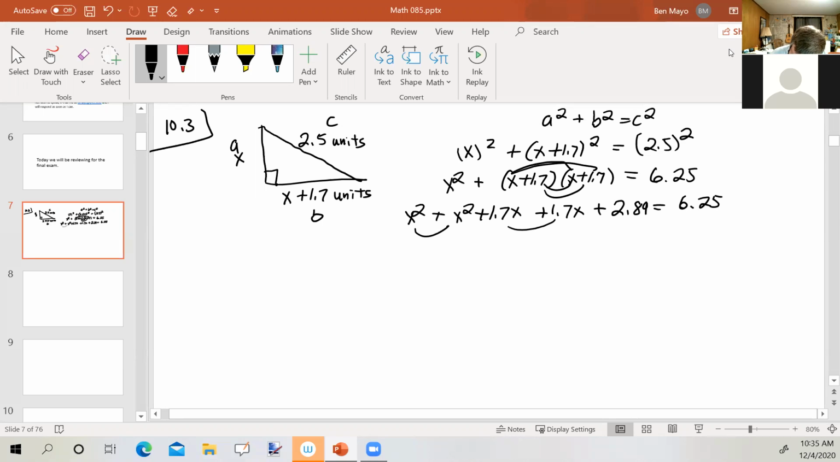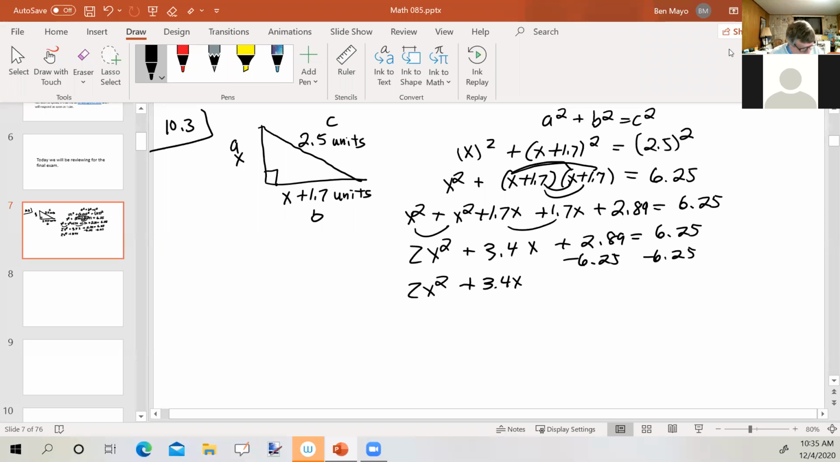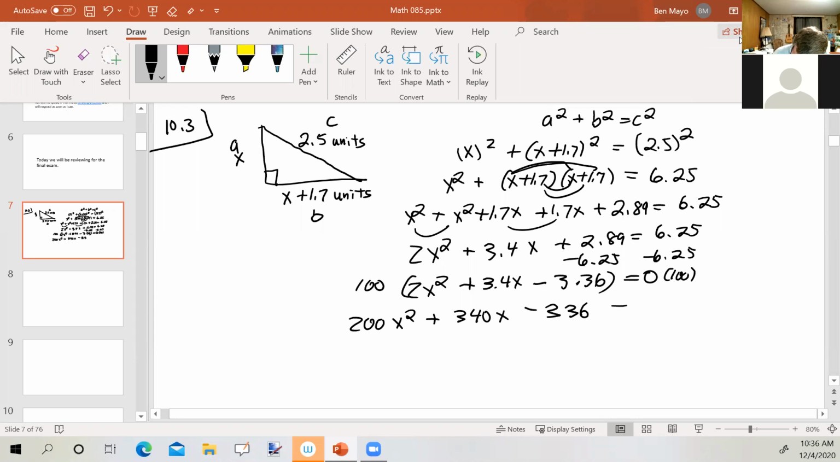6.25. Combining like terms, we have 2x squared plus, let's see, 1.7 plus 1.7 would be 3.4x plus 2.89 equals 6.25. So now we'll subtract 6.25 from both sides of the equation, and we get 2x squared plus 3.4x, and then let's see here, 2.89 minus 6.25 is minus 3.36 equals zero.